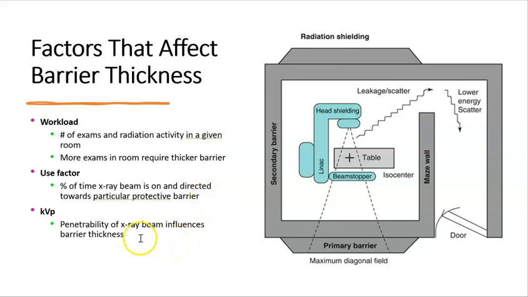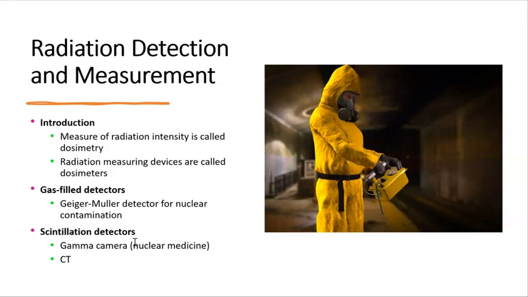Also, our kVp. So kVp is the penetrability of the beam, right? So that is also going to affect the barrier thickness. So if you're in a dedicated chest room where you're using 110, 120 kVp, it's going to be very different than a podiatry room where you're shooting feet all day. So the design of the room is going to be completely different depending on the workload, the use factor, and the kVp.